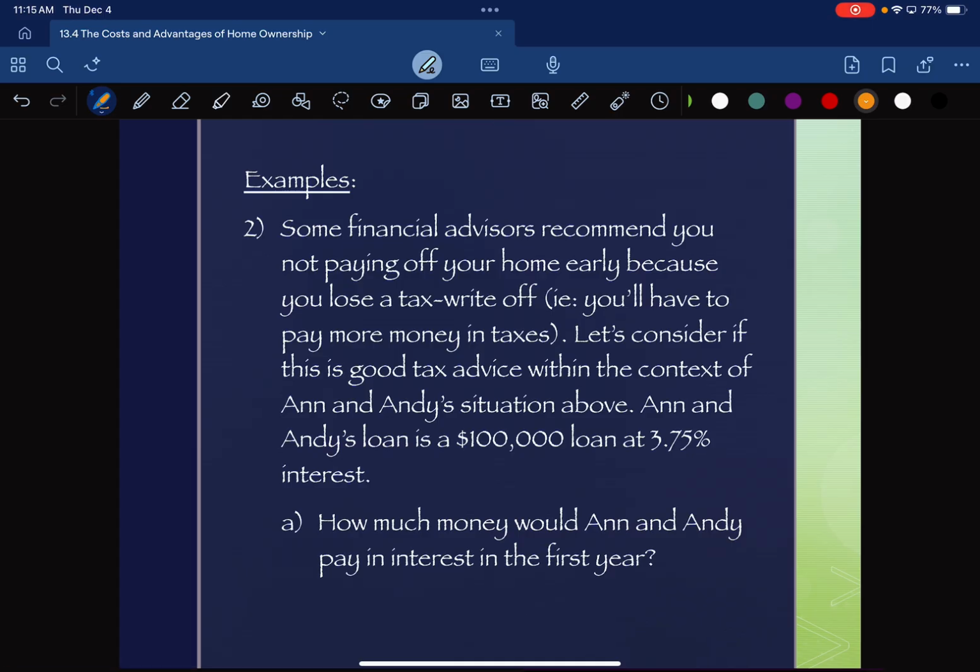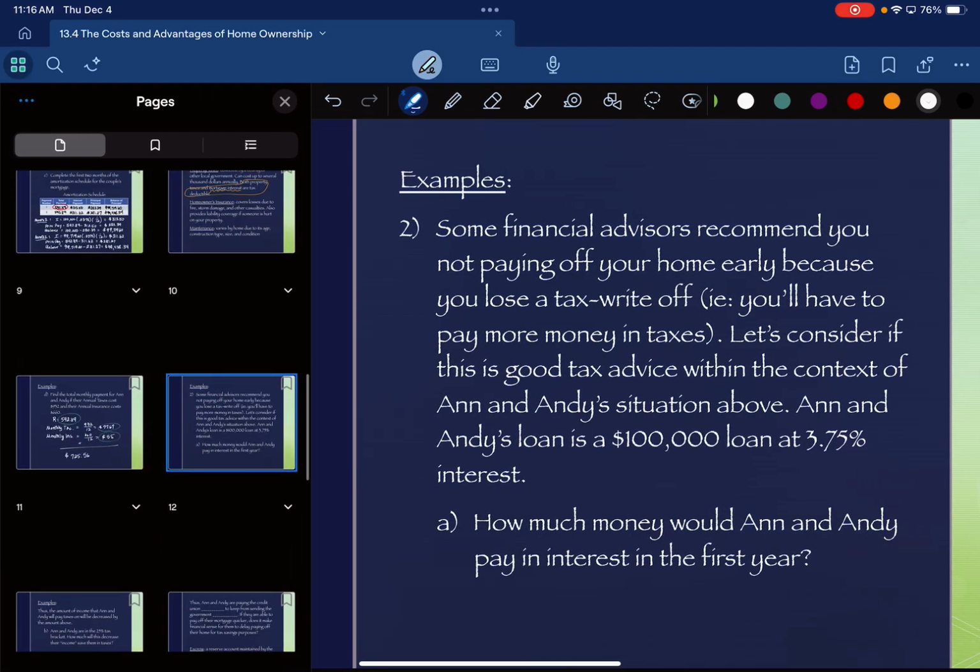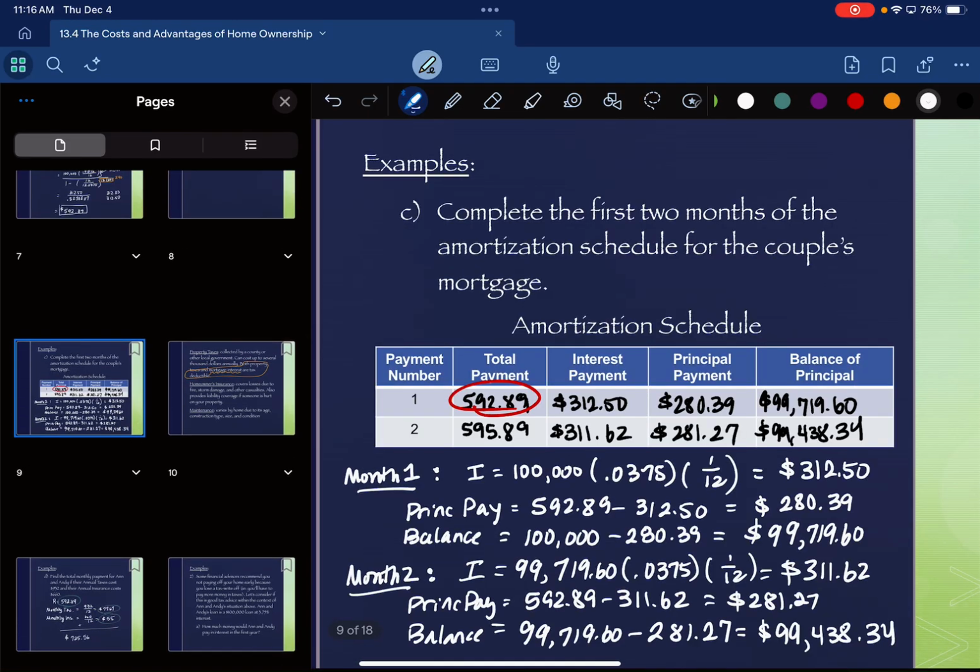So we're going to consider whether this is good tax advice within the context of Ann and Annie's situation. And we're going to do it with some roundish numbers so that you can see how this works. Remember, their loan was $100,000. The interest rate was 3.75%. And while we figured out last time, very specifically with this chart, that in order to find the interest each month we'd have to do this 12 times in a row and add all these interests together, right? That's what we would really have to do to find out the interest paid in a year.